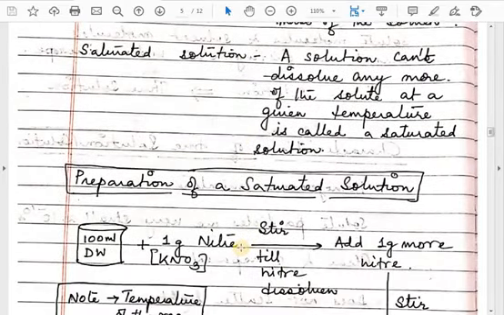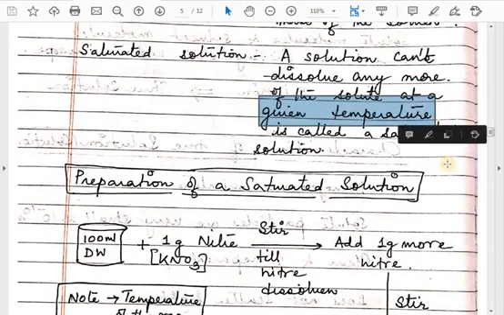Come to the saturated solution. A solution that cannot dissolve any more of the solute at a given temperature is called saturated solution. This is a very important point, given temperature. So from this statement, it can easily be found out that any solution is dependent on the temperature. If temperature changes, the nature of the solution can also change. So for mentioning any solution prepared, you have to mention the temperature.